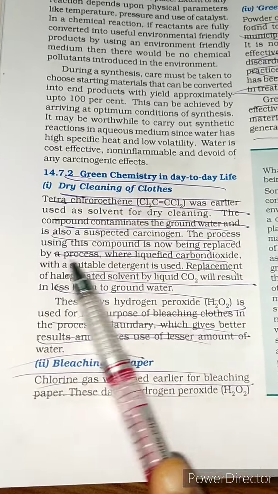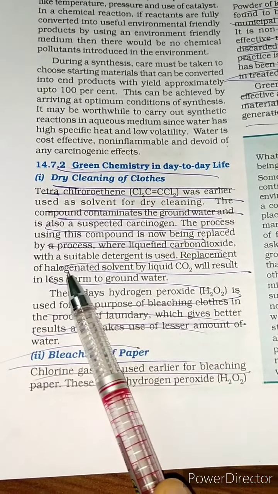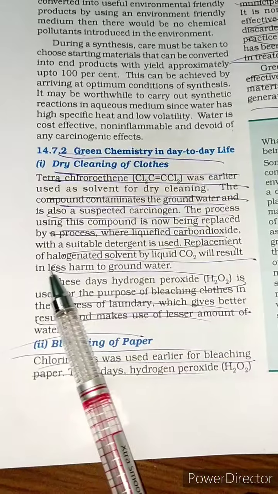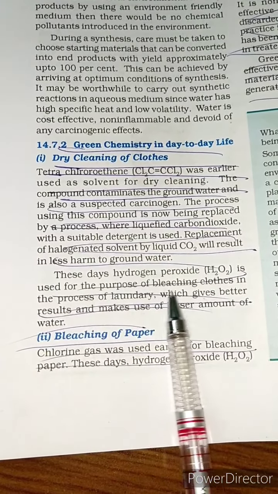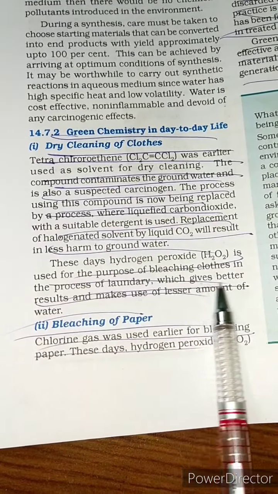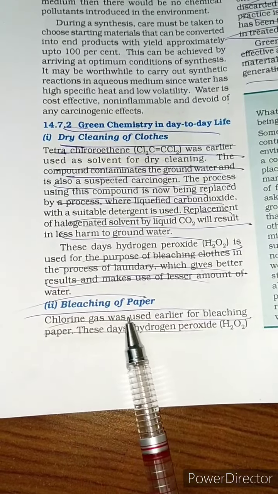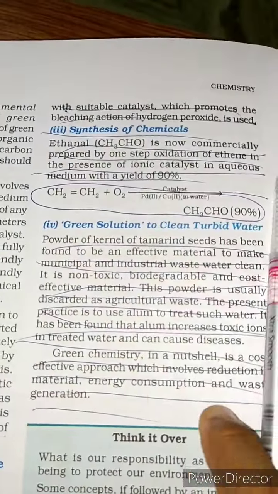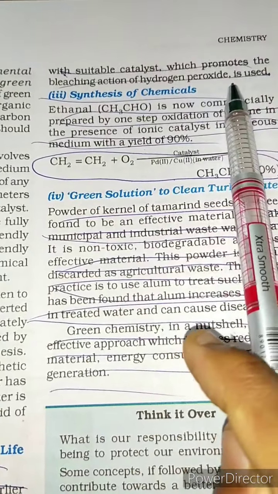The process used by this compound is now being replaced by a process where liquefied carbon dioxide with a suitable detergent is used. Replacement of halogenated solvent by liquid CO2 will result in less harm to groundwater. These days, hydrogen peroxide, H2O2, is used for the purpose of bleaching clothes in the process of laundry, which gives better result and makes use of lesser amount of water. Now bleaching of paper. Chlorine gas was used earlier for bleaching paper. These days hydrogen peroxide, H2O2, with a suitable catalyst which promotes the bleaching action of hydrogen peroxide is used.